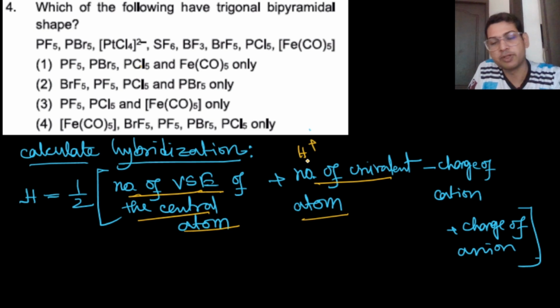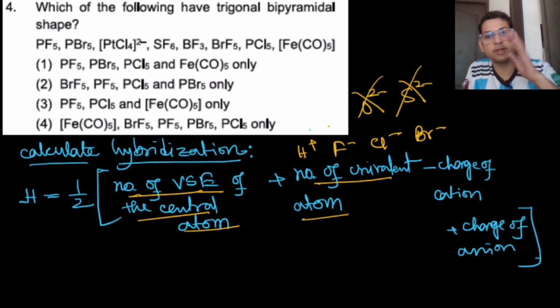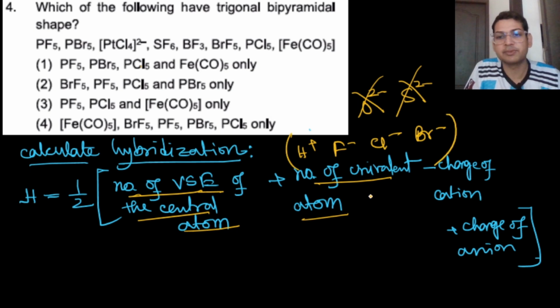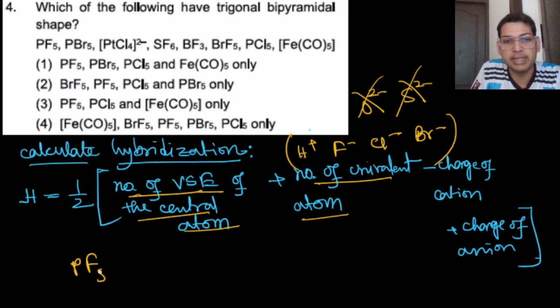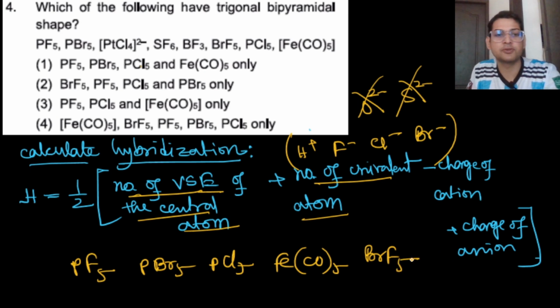Suppose H plus is univalent, F minus univalent, Cl minus univalent, Br minus univalent, but O2 minus is not univalent. S2 minus is not univalent. Are you getting my point? I am not talking about positive or negative charge. No, positive negative charge doesn't matter. If it is univalent, it can be uni-positive, it can be uni-negative, no problem. I can take this type of things. Okay, so with this, you see what are the molecules given. One is PF5, one is PBr5, one is PCl5, one is Fe(CO)5, one is BrF5. These are the molecules.